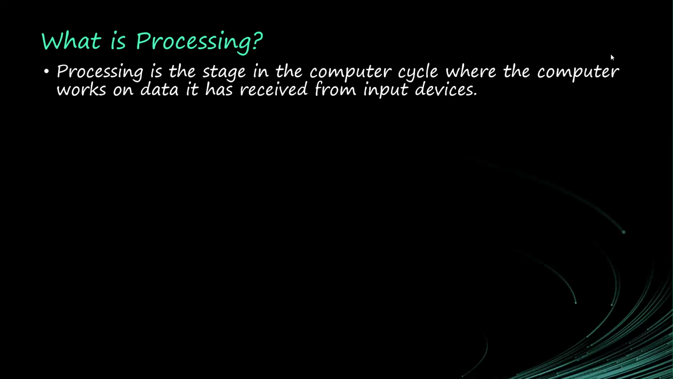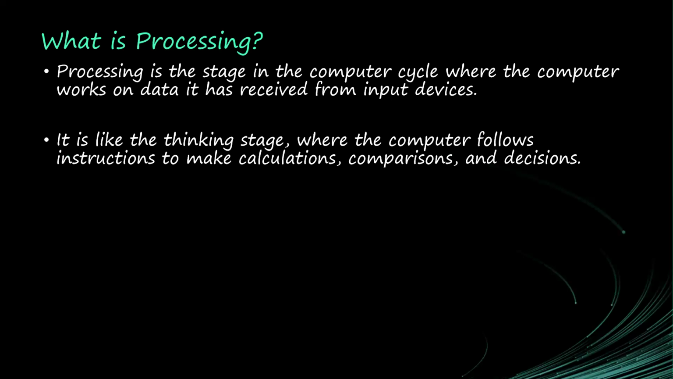from the input devices. So when we give the computer data via the input devices, whether it's sensors, cameras, whatever input device that we are using, the computer will take it in and then process the information, process the data, work on the data. So that is the job of the processing unit. That's the job of the CPU. So the processing stage is actually the stage where the computer works on the data it has received from the input devices.